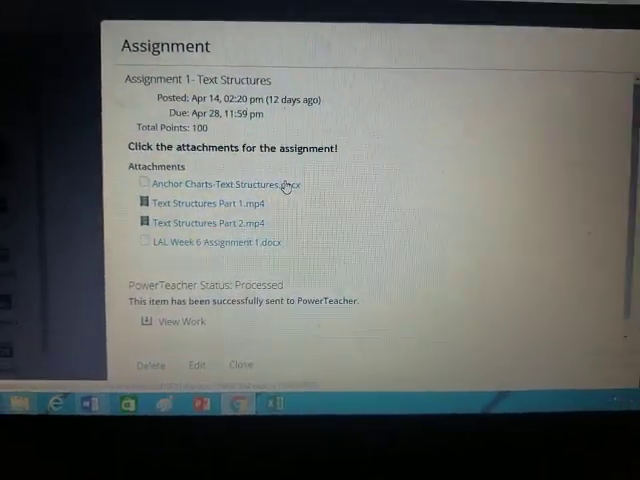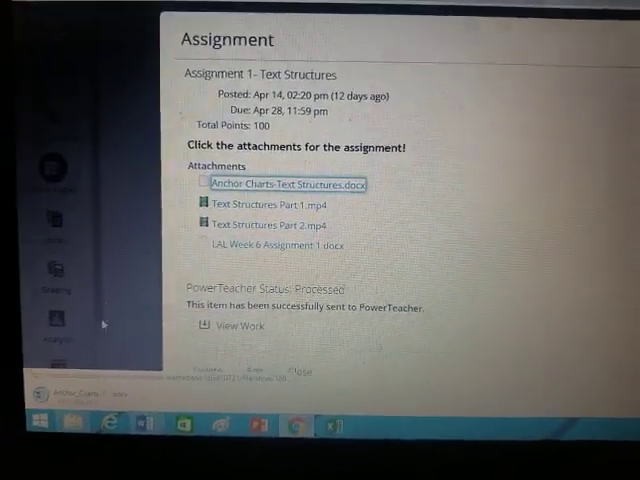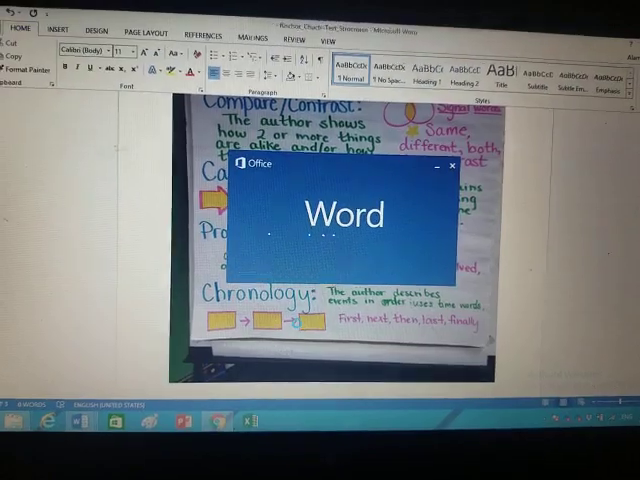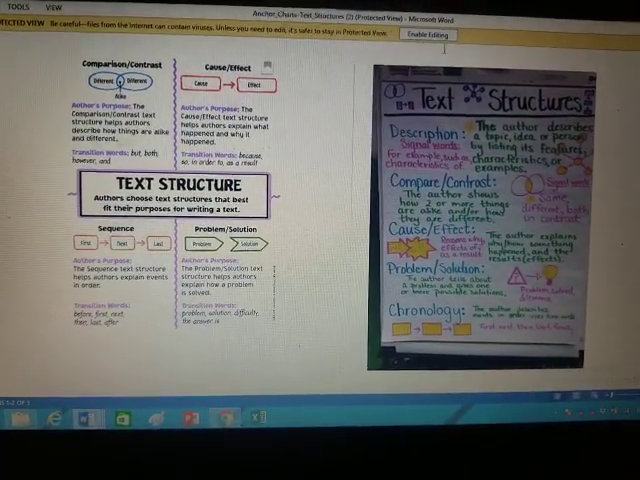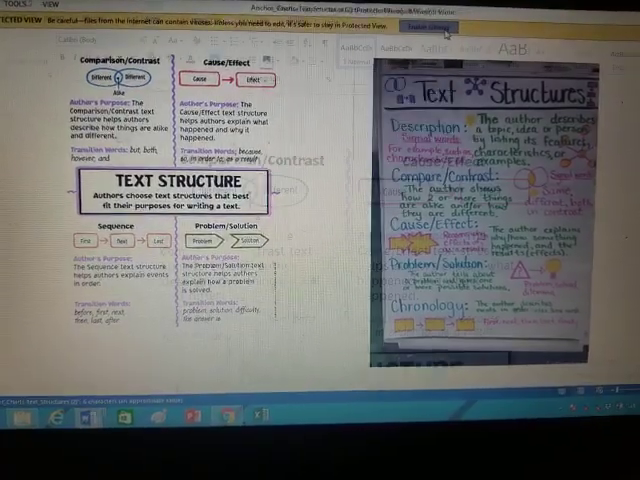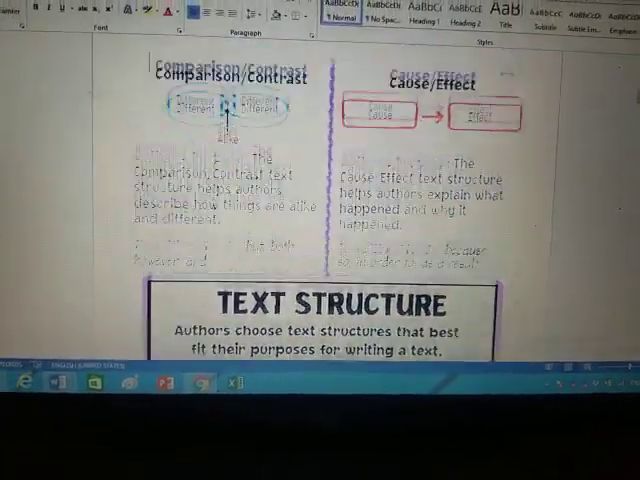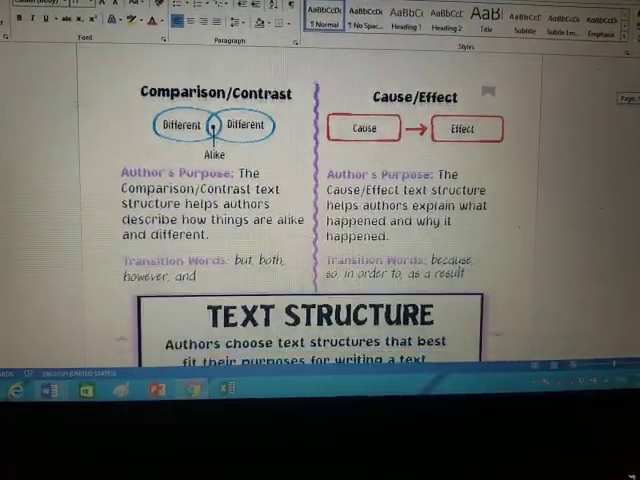So if I were you, click on the anchor chart. It will download and then it will pop up. When it pops up, I already have it popped up, so click Enable Editing. So there's 2 anchor charts for text structure. And if you see below, there's one here. So you can look at both of them and read them.